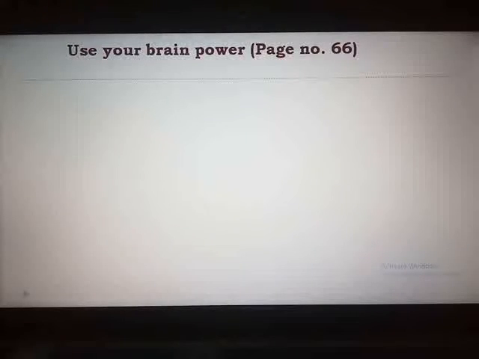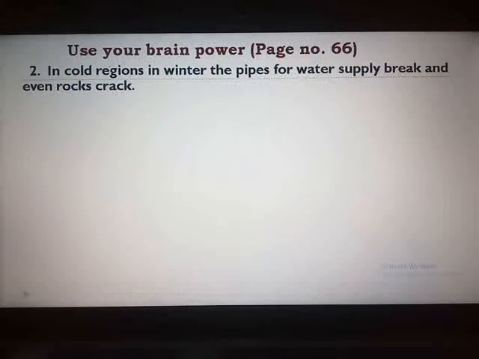Second one. In cold regions in winter, the pipes for water supply break and even the rocks crack. So I will give the answer for breaking of the pipes. For the rocks crack, similar concept you are going to use about anomalous behavior and you will write the answer.